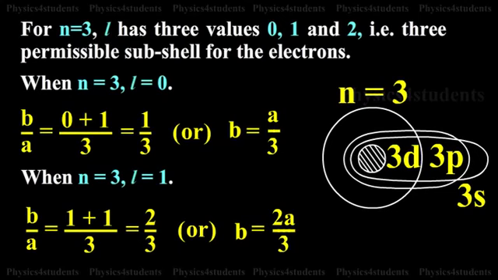When n is equal to 3, l is equal to 0. b/a is equal to (0+1)/3, that is equal to 1/3, or b is equal to a/3. When n is equal to 3, l is equal to 1. b/a is equal to (1+1)/3, that is equal to 2/3, or b is equal to 2a/3.